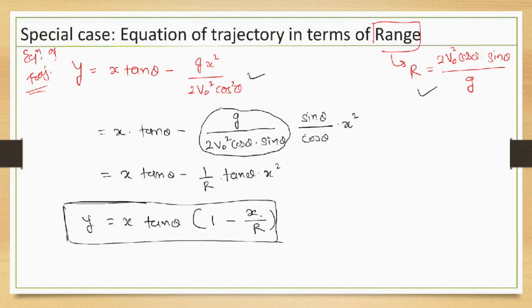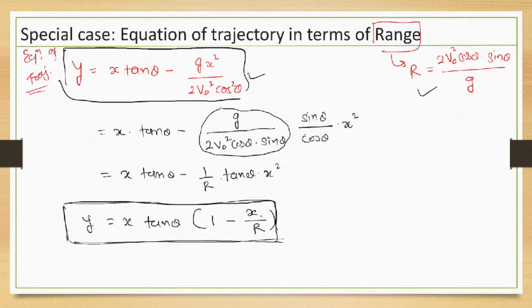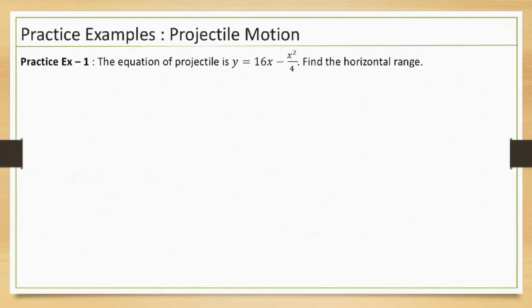All of you must know this relation, and it is quite helpful for us. So we have two equations of trajectory. First, y is equal to x tan theta minus g x square upon 2 v naught square cos square theta, and second, y is equal to x tan theta in bracket 1 minus x upon R, where R is the range, x is the horizontal distance and y is the vertical distance. All of you note this, then we go to the next one.